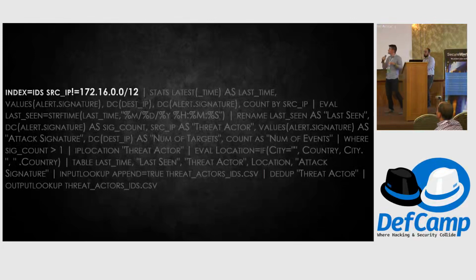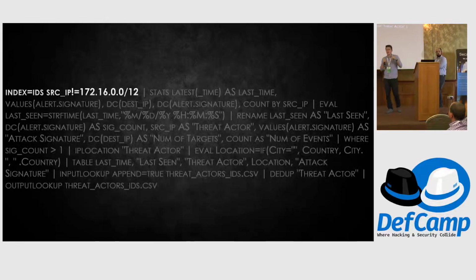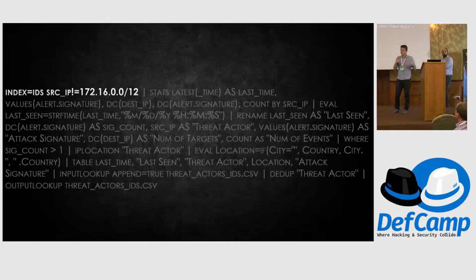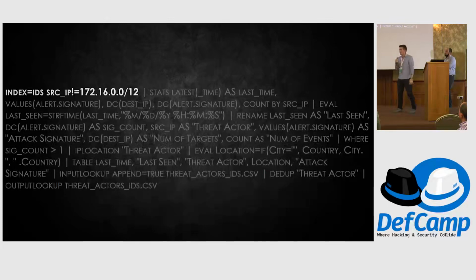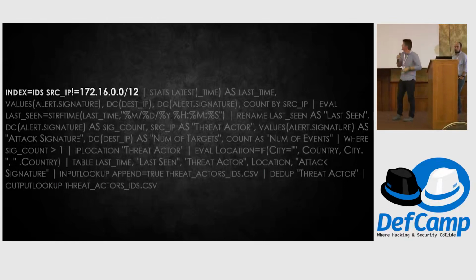So index equals IDS, we're identifying the Suricata data that we want to access. Source IP is not equal to 172.16. In this case, we only had one host, just a cloud host that we set up to listen with Suricata and Bro. It was in a 172.16 subnet, so we don't want to see any of our source IPs in the results. In your environment, you'll want to include 192.168, 10.0, and any of your external IPs so that your IPs don't end up on a threat list for whatever given reason.